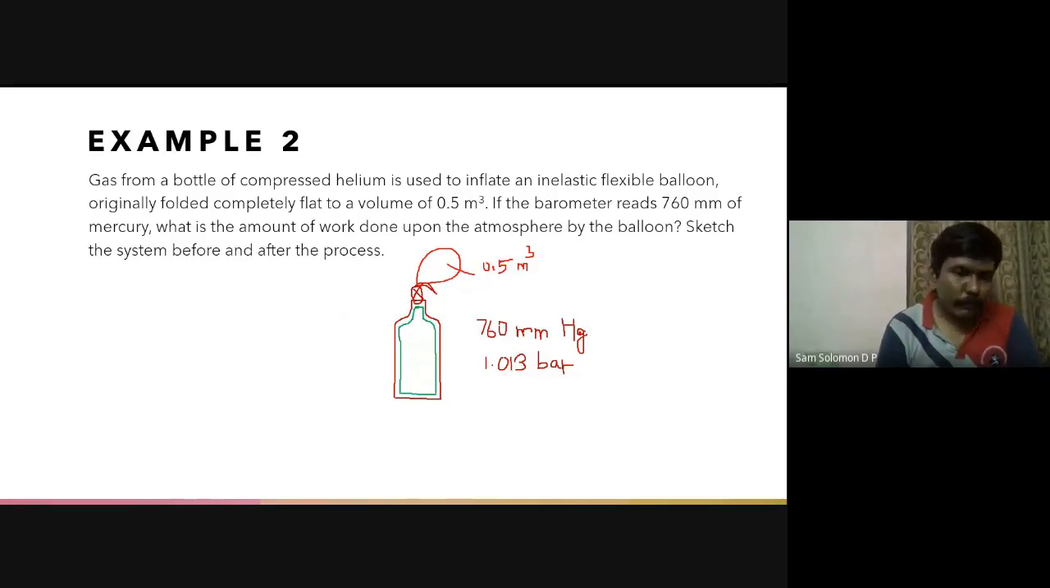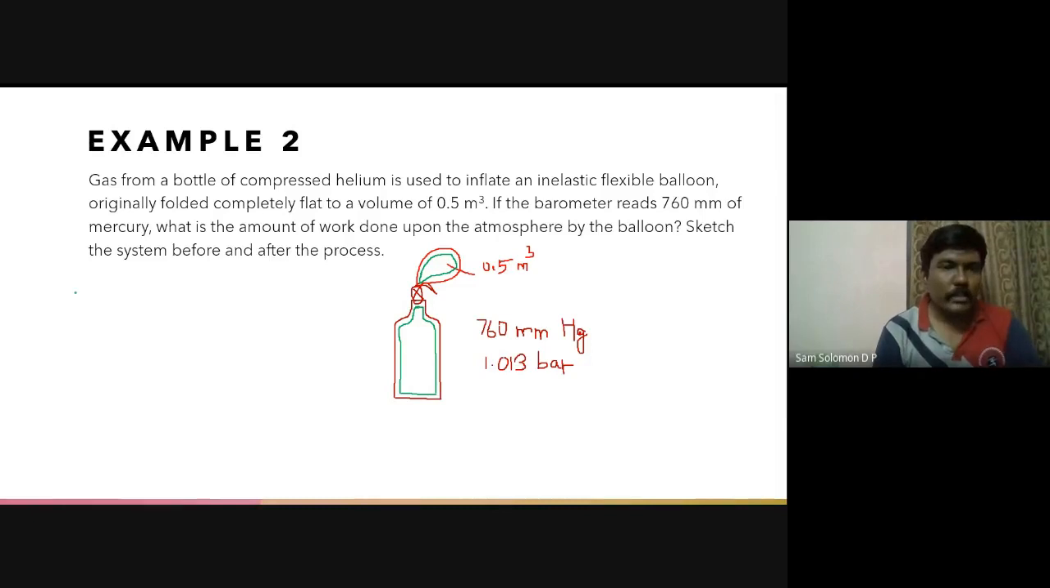If you have to add the boundary for the balloon also, then you will have a boundary here for the balloon as well. Now what they are asking us to find out is the amount of work done upon the atmosphere by the balloon. When you are inflating the balloon with the air in this bottle, the balloon is going to expand. When it expands, it is going to push the surrounding air away from it. That is the work done by the balloon on the atmosphere, and that is what they are asking us to calculate.